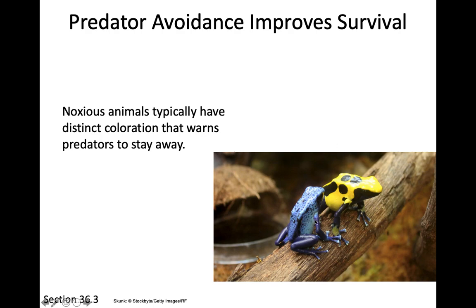This poison dart frog would make a very easy meal for a bird or something like that walking around in the rainforest. He could just easily pick him up and eat him. And if this frog here didn't advertise that he was poisonous, that bird would pick him up and eat him. The frog would probably die. The bird would die. And that would be kind of pointless.